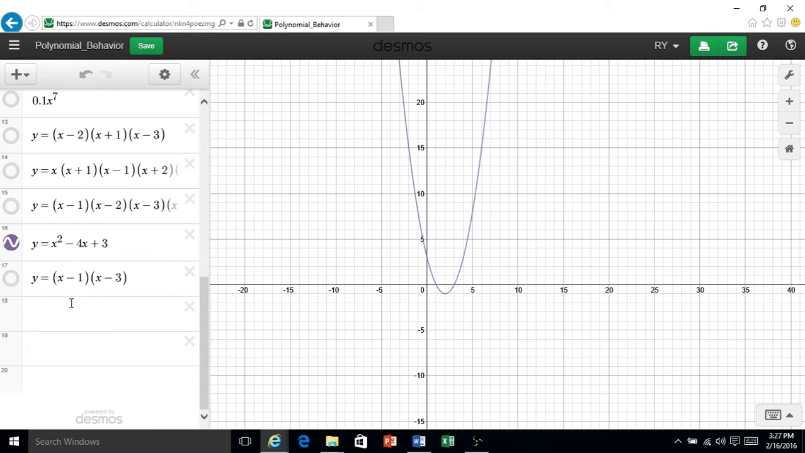Now we can factor this. You know how to do this. You know how to factor quadratic polynomials. If you multiply -1 times -3, you get +3, and if you add -1 to -3, you get -4. So this is the correct factoring. So of course if we graph this, it's going to be the same graph. Okay, so we see that the graph is the same.